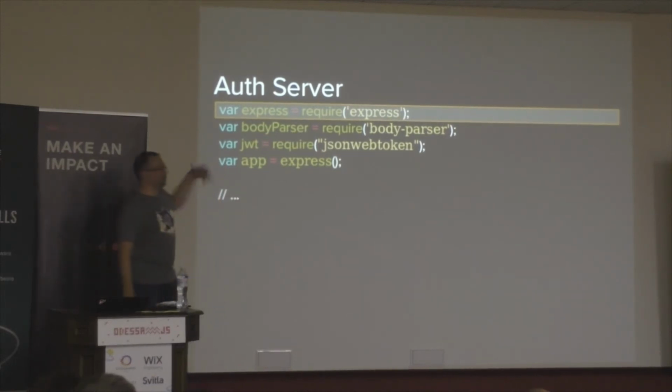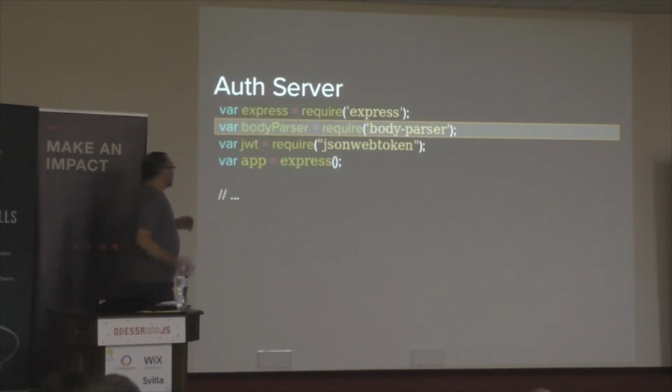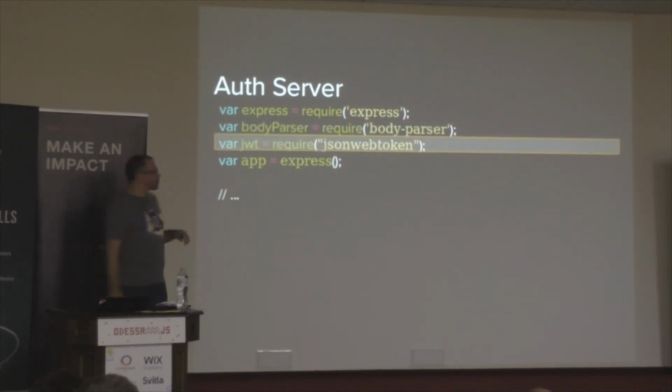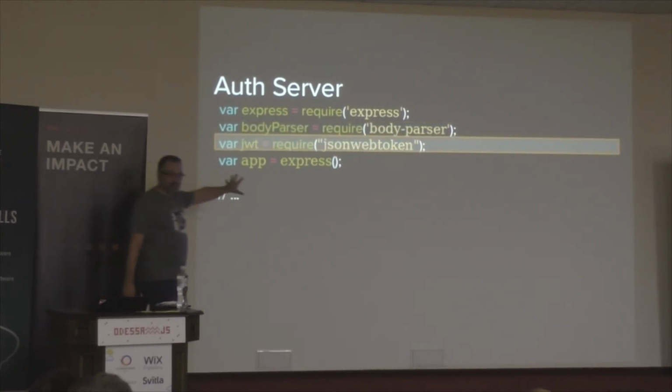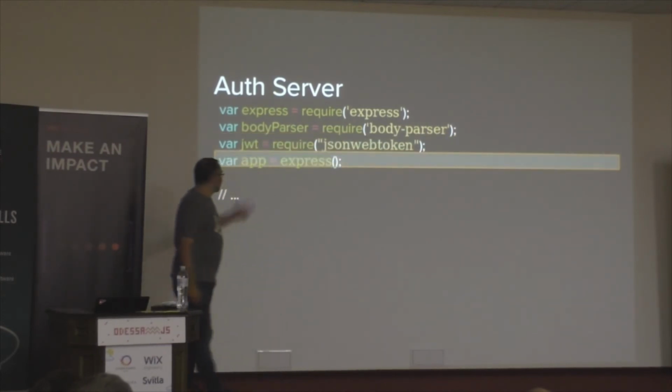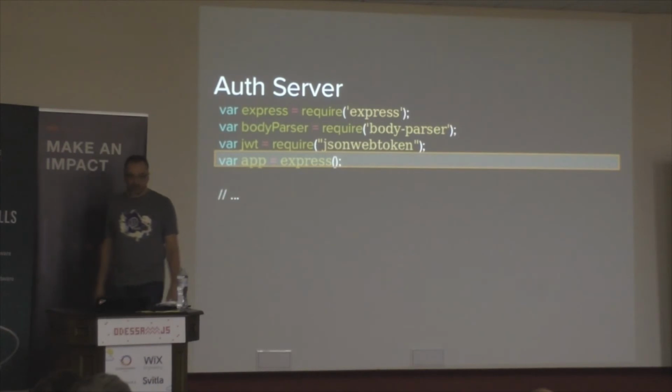So in this case, I'm using an authorization server. I use Express and body-parser to read the content of the data that was passed. I will use the JSON Web Token library to create some JSON Web Tokens, and we can just start our Express server.